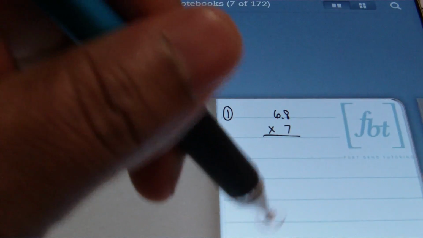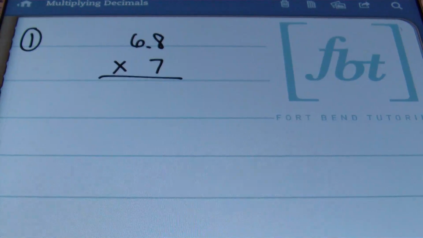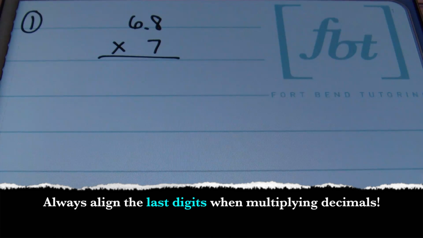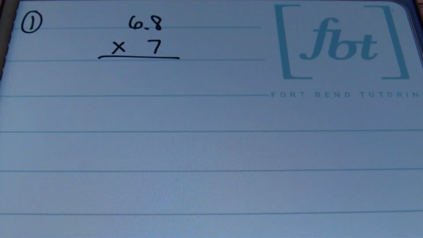So, we're going to start with problem number 1 here. We have 6 and 8/10 times 7. Anytime you're multiplying decimals, you do not have to line up the decimals. The only time you have to line up the decimals is when you're adding and subtracting. So all you have to do when multiplying is just line up the last digits together, just like this 8 and this 7. You see that? They're lined up because those are the last digits in each of their respective numbers.